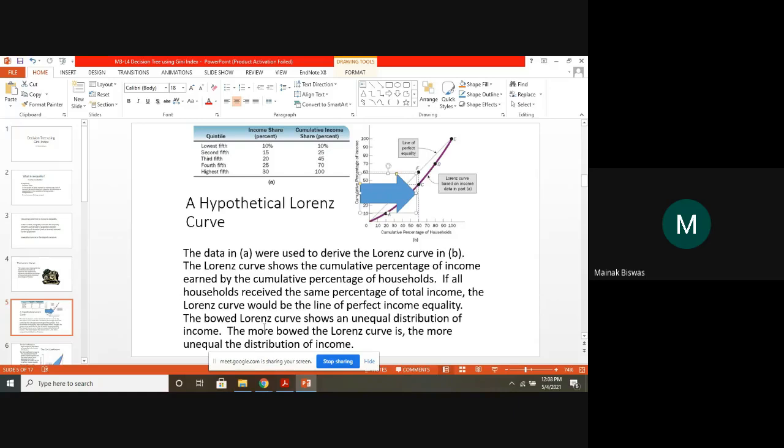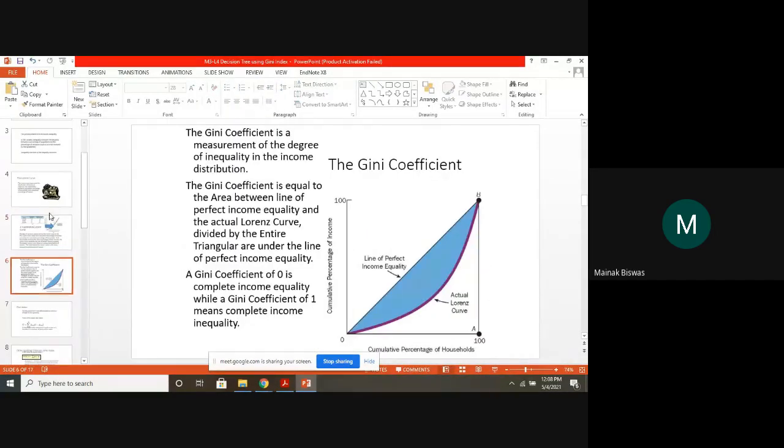So basically, the Lorentz curve shows the unequal distribution of income. The more bowed the Lorentz curve is, the more unequal the distribution of income. So what is the Gini index? The Gini index is equal to the area between the line of perfect income equality and the Lorentz curve. This is the line of perfect equality, and this is the Lorentz curve which defines the inequality.